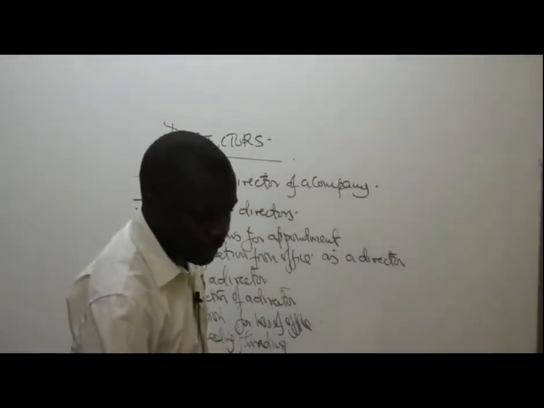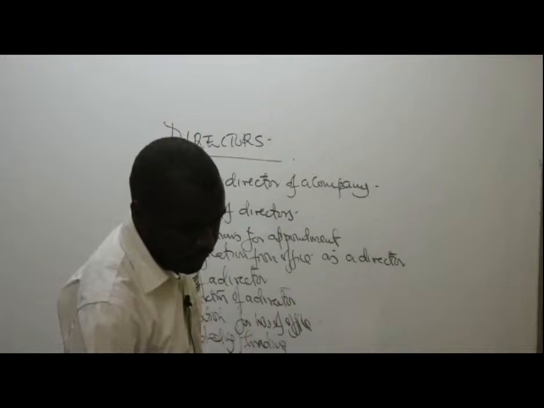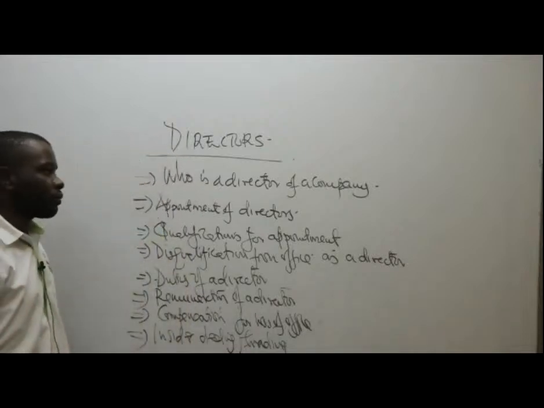So when you talk about a director of a company, a director of a company is any person who can be seen to oversee the overall management of the company, or oversee the overall operations of the company.